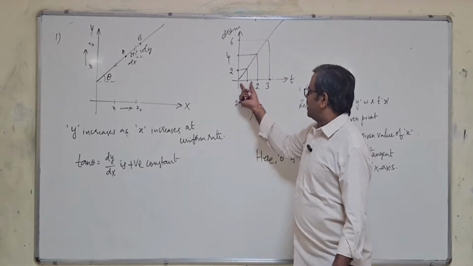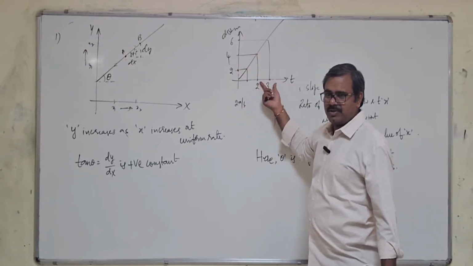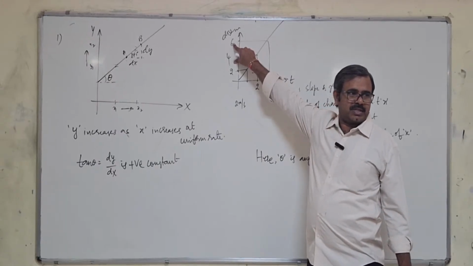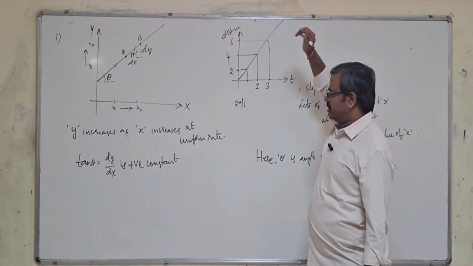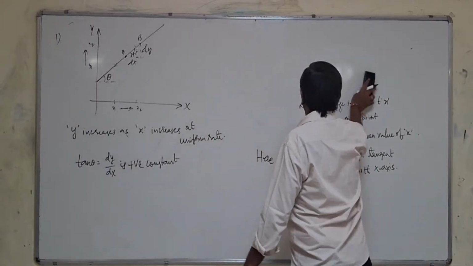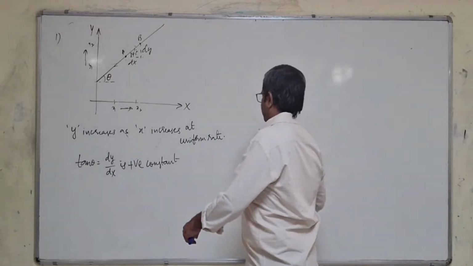So in the first 1 second, it has traveled 2 meters. In the next 1 second, it has traveled 2 meters. In the third 1 second, it has traveled 2 meters. You understand this? So it's a uniform speed. Similarly here, y changes at a uniform rate. Y increases at a uniform rate with increase in x.